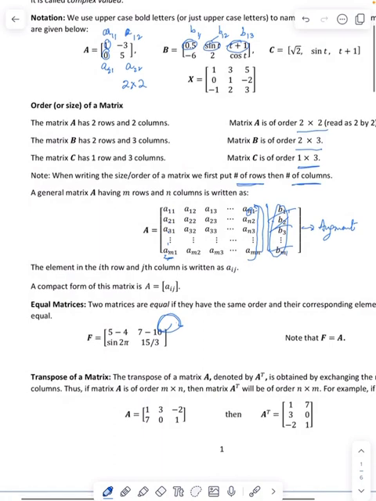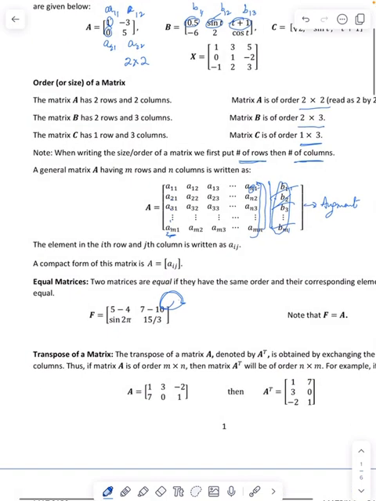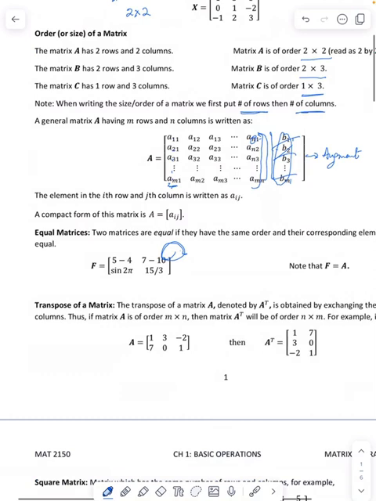So when we make the columns the rows and the rows become the columns, the order will reverse. So this is of order 2 by 3. The A transpose will be of order 3 by 2, which is what we are seeing here. So the first column, 1, 7, becomes the first row here, the second column, 3, 0, becomes the second row, and the third column, negative 2, 1, becomes the third row.